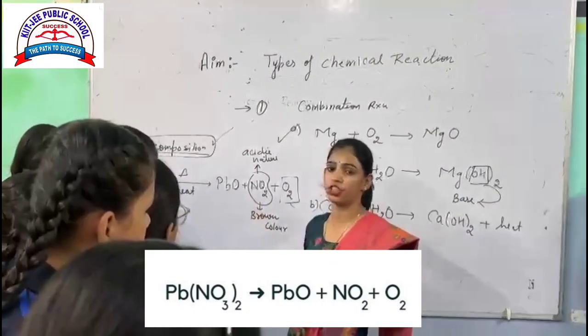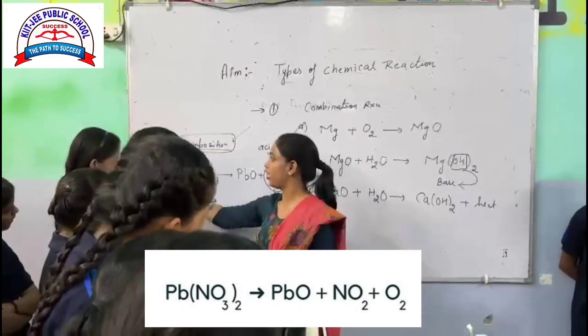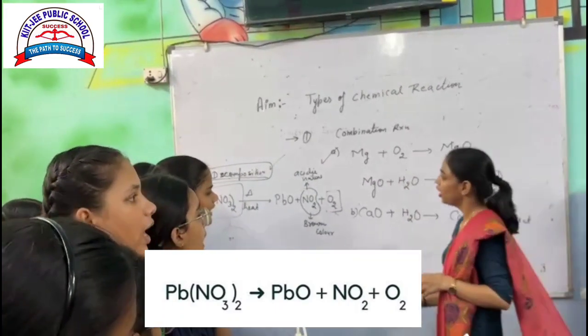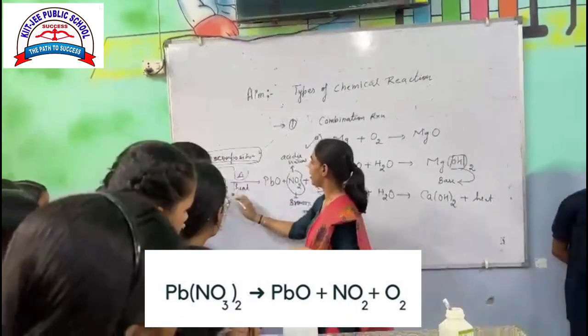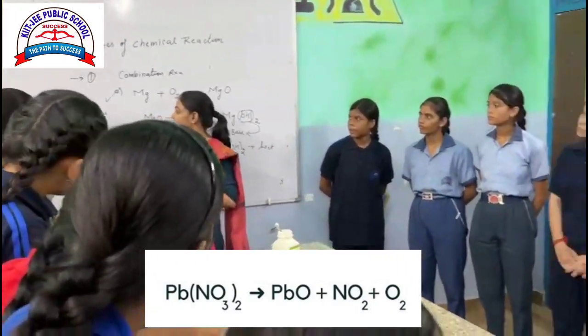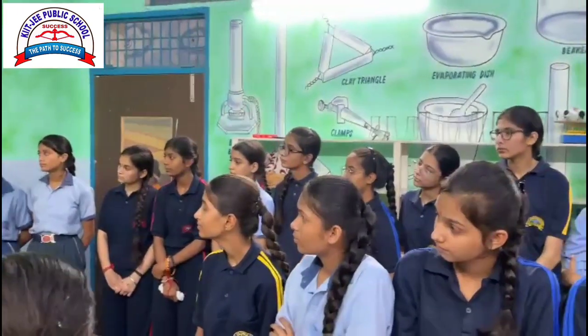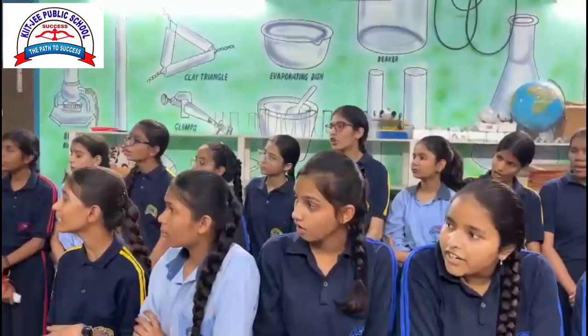In decomposition, when a single reactant breaks down into two or more products, we get decomposition products. Let us take lead nitrate. Formula is Pb(NO3)2. If we heat lead nitrate, we will get lead oxide and nitrogen dioxide gas, which is brown in color.